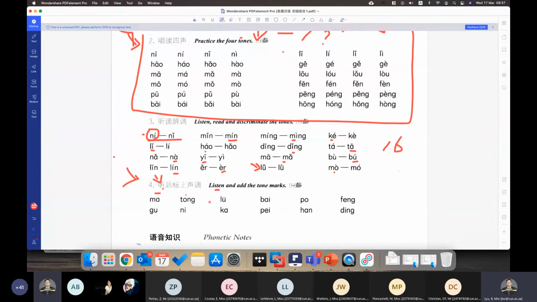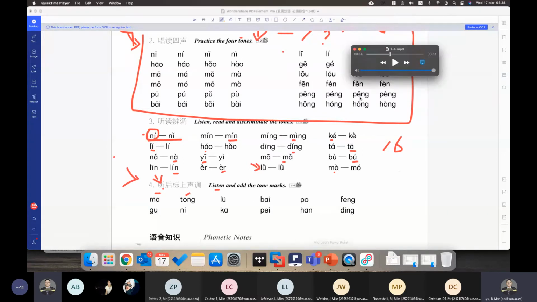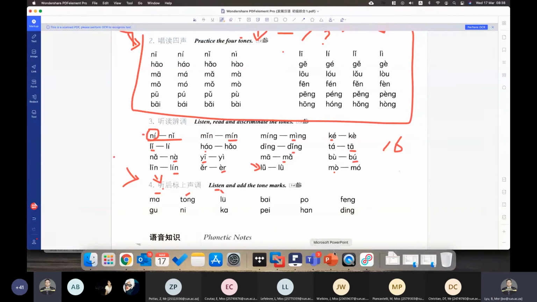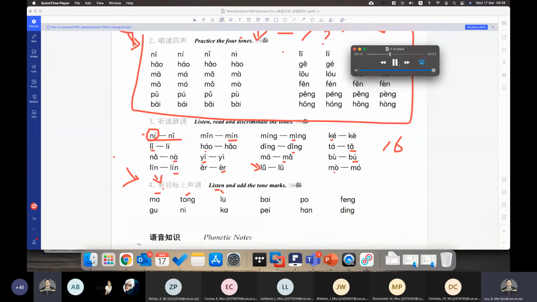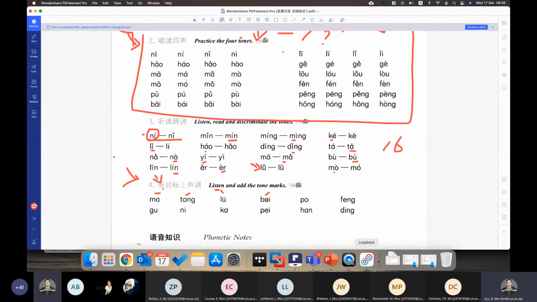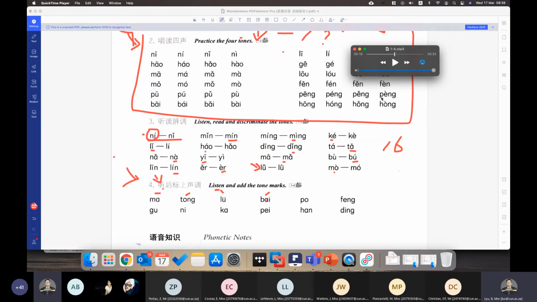1, 2, 3, 4. 通通通通 good. 红，绿， 绿 which one? 绿 which one? Correct. 绿绿绿绿， 白， 白白，拜拜拜拜 good. 破， Poor was very clear. Poor. Correct.